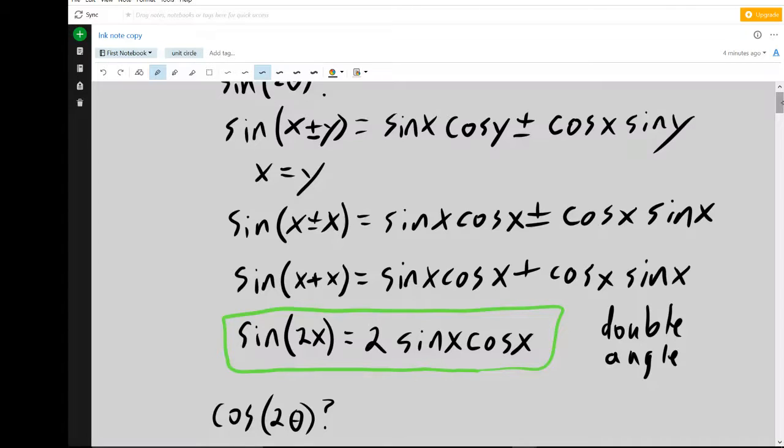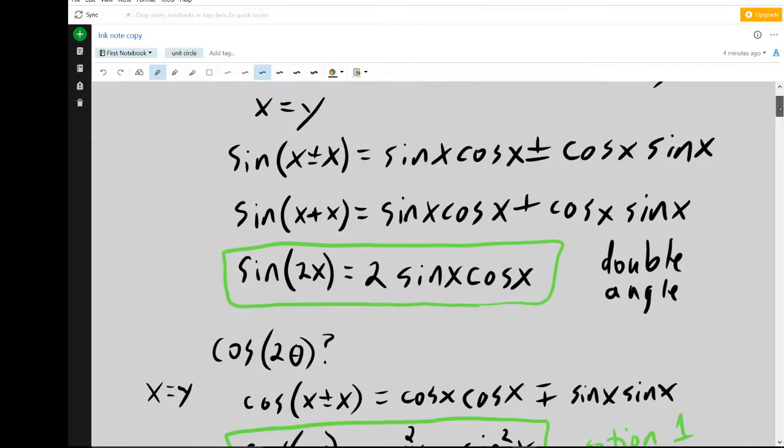If we have sine x plus x, that is going to equal sine x cosine x plus cosine x sine x. We can reorder those any way we want. So if we took that second cosine x sine x and reordered that as sine x cosine x, what we'd see is we actually have two sine x cosine x. And that is our first double angle formula: 2 sine x cosine x.